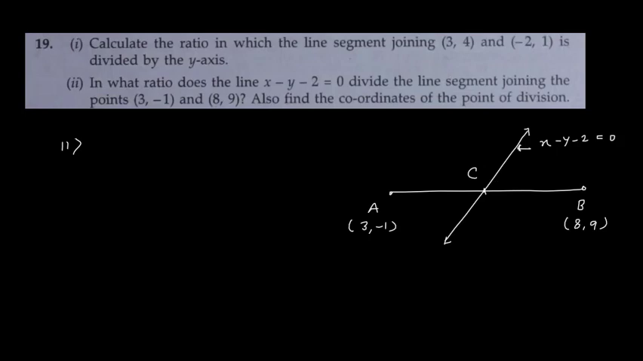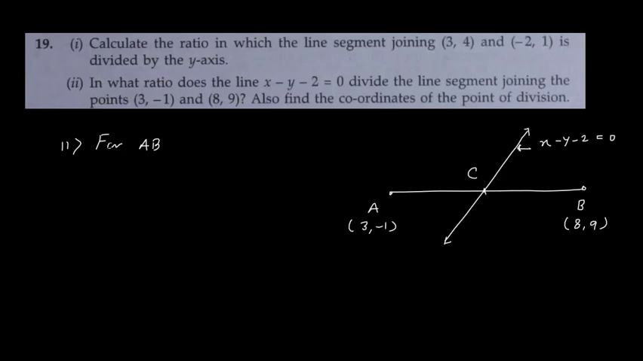Now here, how do you get the coordinate of point C? As this is the intersection of line AB and this line x minus y minus 2 is 0, we can simultaneously solve these 2 equations and we will get the coordinate of point C. So for that I have to find the equation of AB.